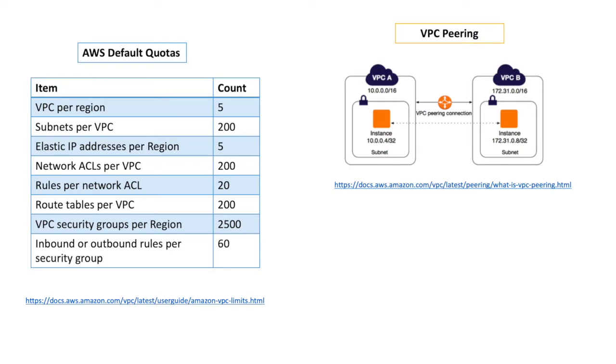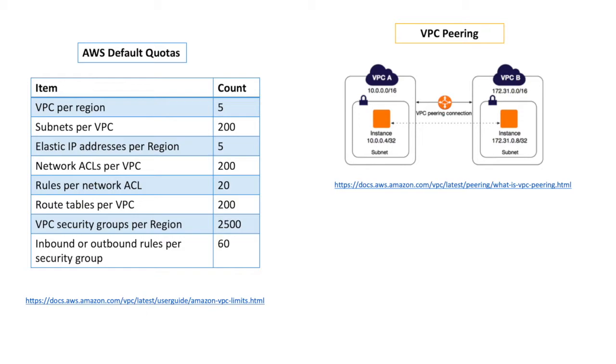Now there's another concept called VPC peering. Peering, as it means, you have a peer. So VPC A has a peer called VPC B and vice versa, and you want some inter-network connectivity between the two VPCs. So I want an instance in one VPC to be able to connect to an instance in another VPC.